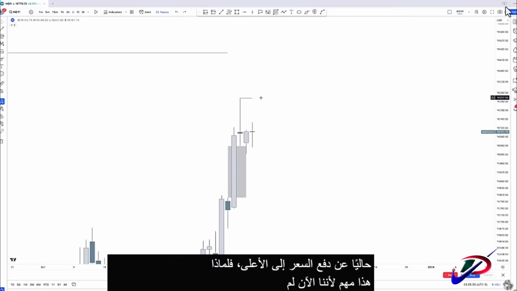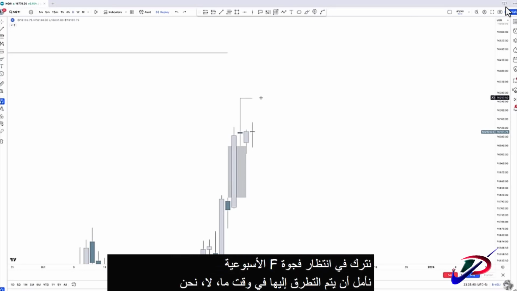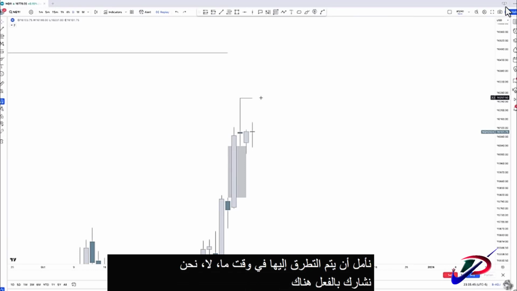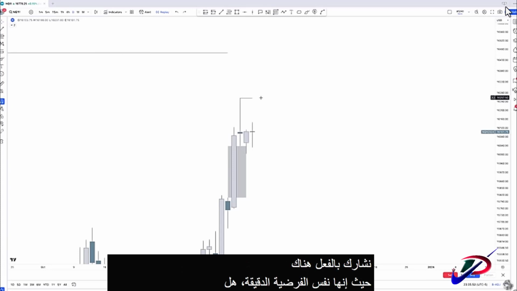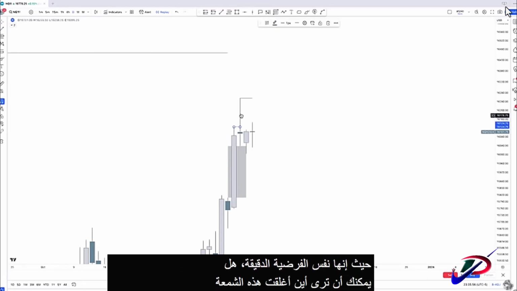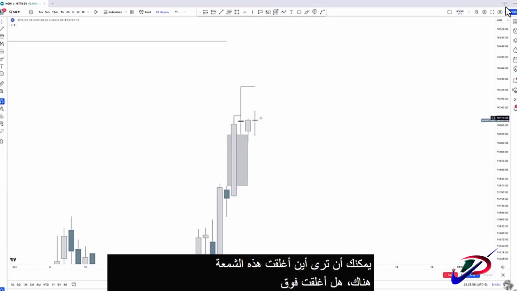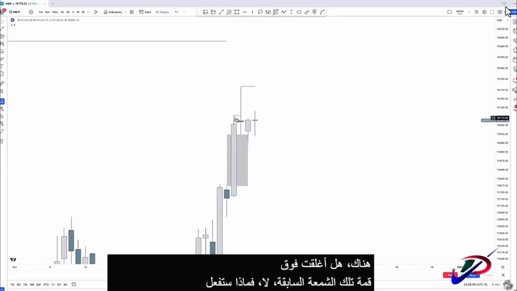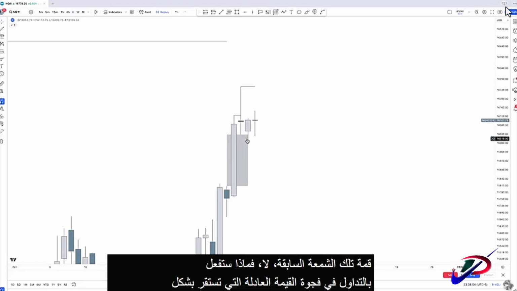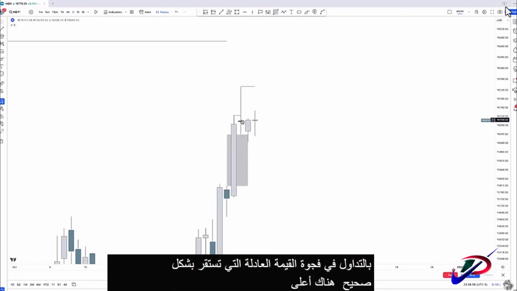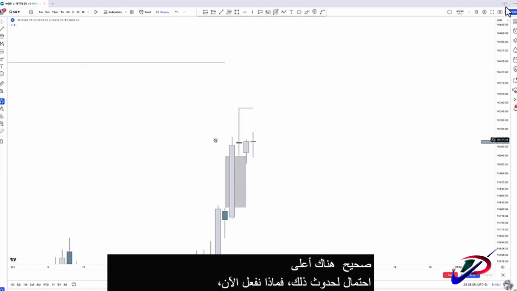Because now we are not left waiting for that weekly fair value gap to hopefully be touched sometime. No, we are already getting involved right there, where it's the same exact premise. Can you see where this candle closed right there? Did it close above that previous candle's high? No. So what will it do? Trade into the fair value gap sitting right there. That is the highest probability thing to happen.